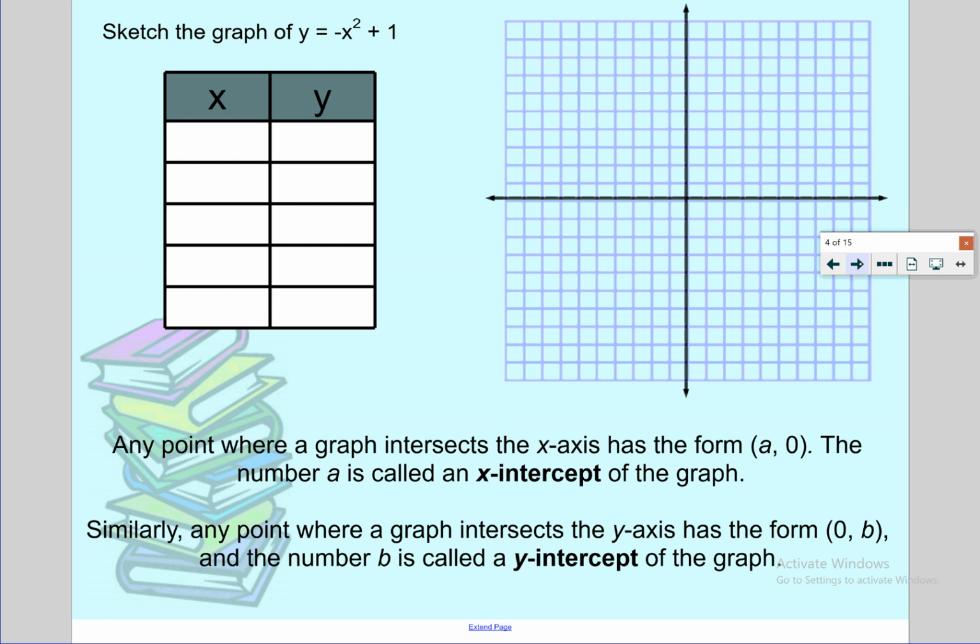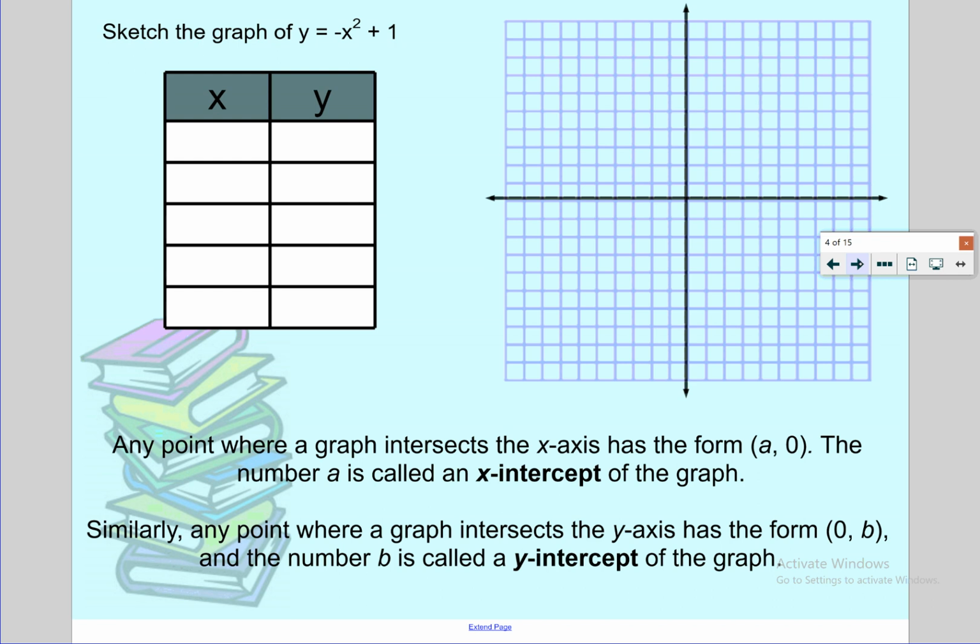Can anybody tell me if their parabola, their U, is going to open up or down? Again, context clues from the equation here. What do you think? So it's going to open down. It's going to open down because of that negative in front. I know it's going to be a parabola, U-shaped because of the square. Okay, so there's a couple things that I kind of know going in, which help me make my points.